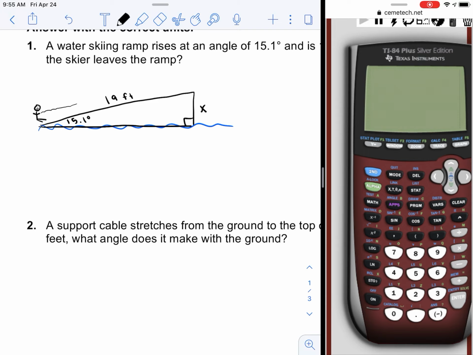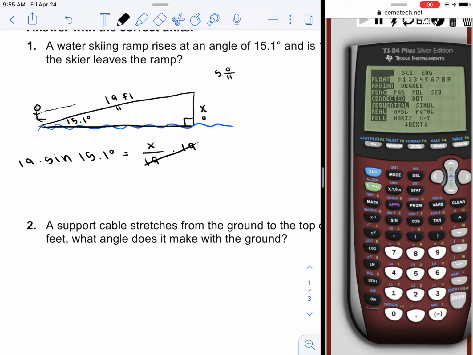So to solve this one, you should have thought, across from angle 15.1 is your opposite side, and they gave us the hypotenuse. So that means that we're going to use the sine ratio because we have the opposite and the hypotenuse. So you should have said that the sine of 15.1 degrees is equal to x over 19, and then to solve for x, just multiply both sides by 19. So in our calculators, and I actually need to check my mode because every time my calculator resets, it goes back. We want 19 times the sine of 15.1.